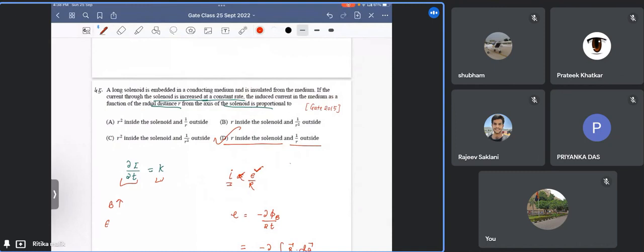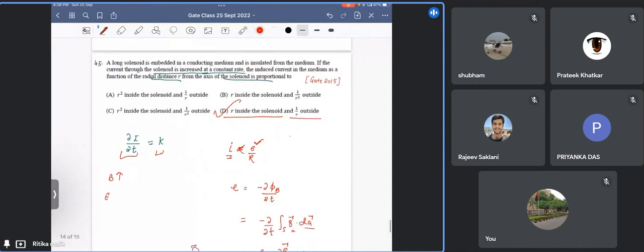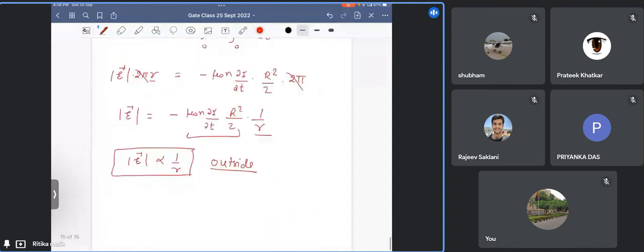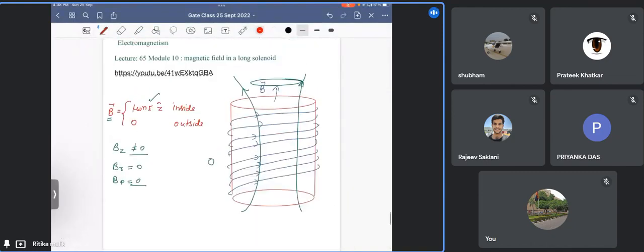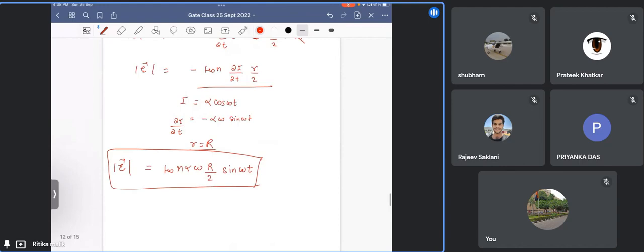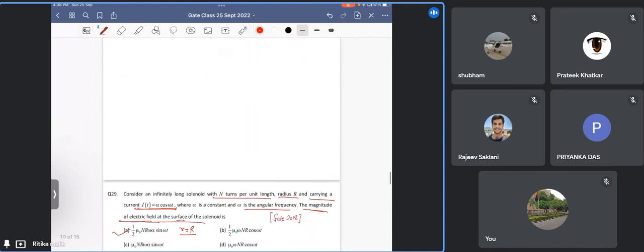So our induced current is going to vary as r inside the solenoid and 1 by r outside the solenoid. So this is the correct option here. With that, all the questions from this concept are solved. If you have any doubt, you can ask me.